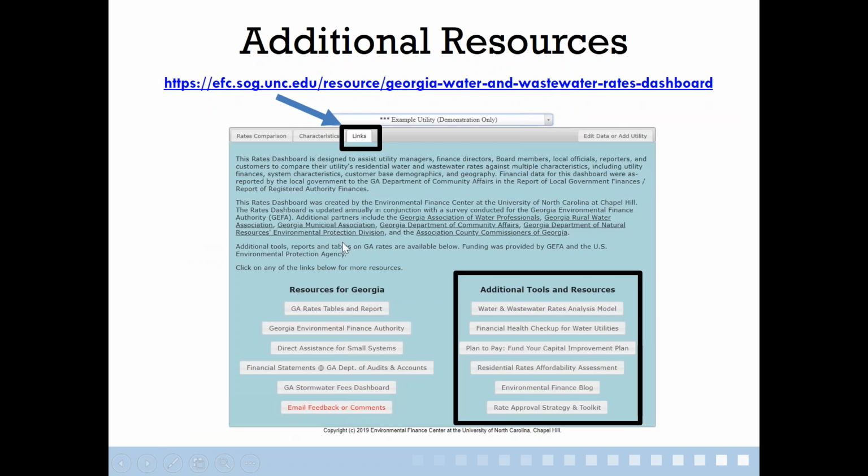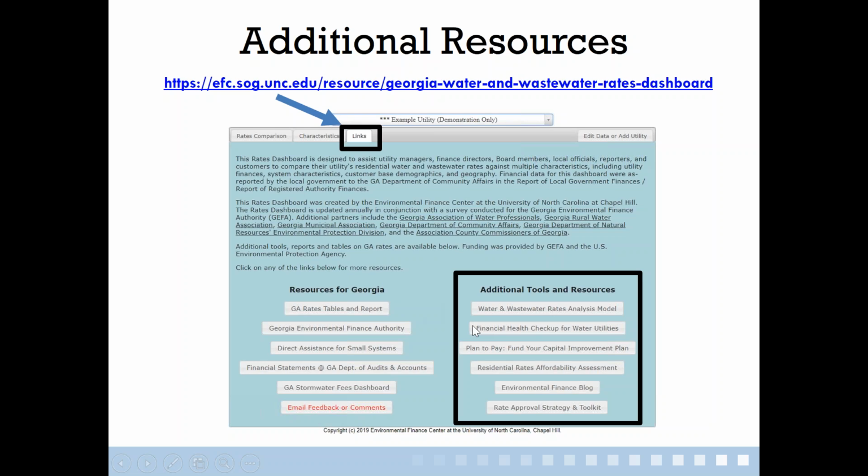So finally, I just wanted to circle back around to the links tab, because this is basically the home of all of these additional resources, and it's a really easy way to navigate from the dashboard to these resources immediately. So we have the link up above, but if you were looking at the dashboard and you were on the rates comparison tab, you could just click on the links tab, and on the right, you have those additional tools and resources again.